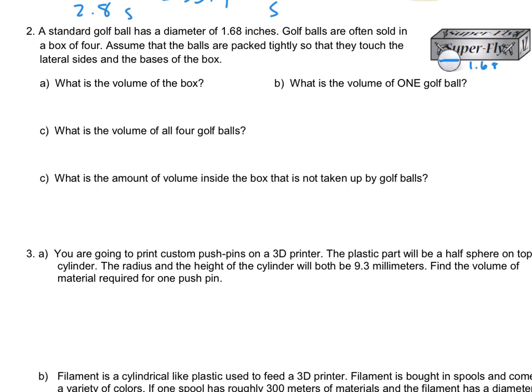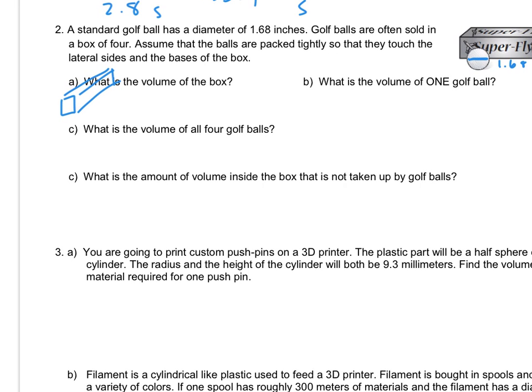So if we kind of think of that box over there, I'm going to draw it long here. So the square on the end is going to have the same sides as the diameter of the golf ball. So like the height is going to be 1.68, the base is going to be 1.68. The length, though, that's going to be 4 golf balls, 4 times 1.68, which equals 6.72.